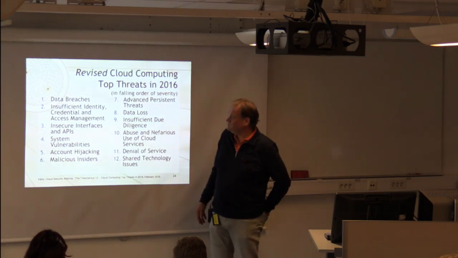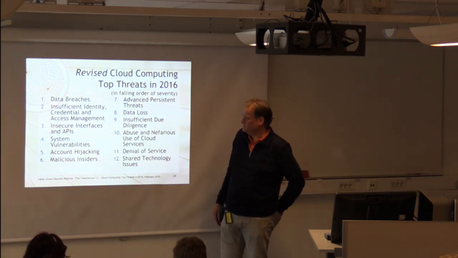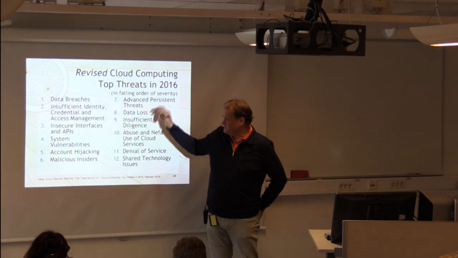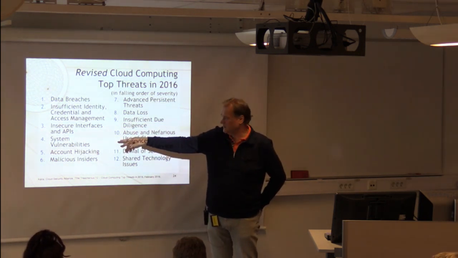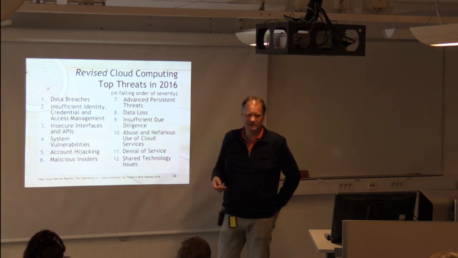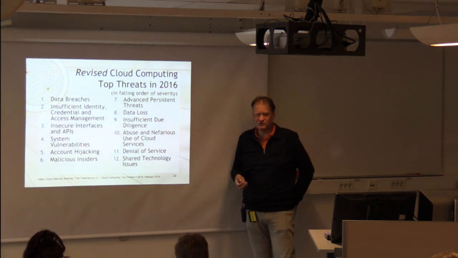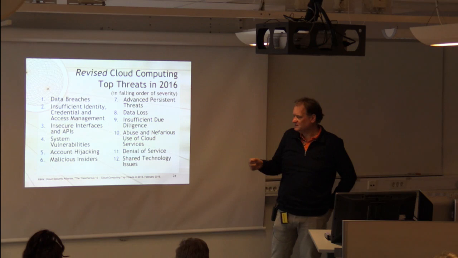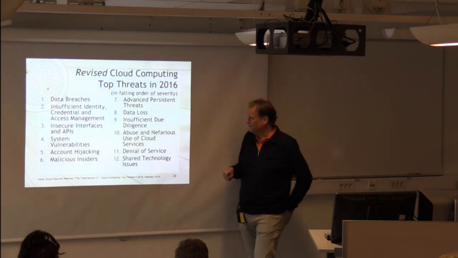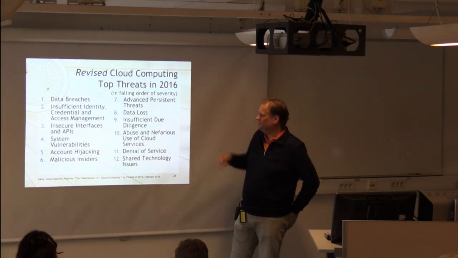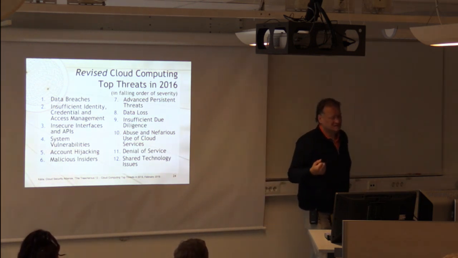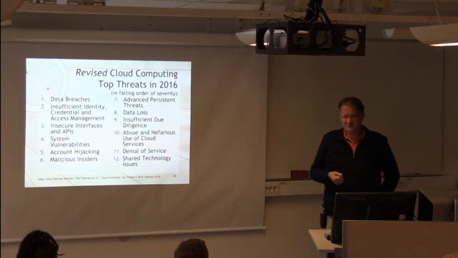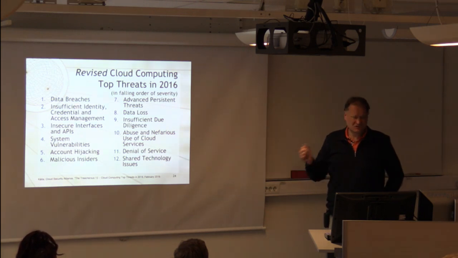But then we recognize most of the things, like insecure interfaces. System vulnerabilities was a new one that they have seen, that actually the cloud provider has vulnerabilities in their own systems that they hadn't thought about. That wasn't listed before. These advanced persistent threats are also a bit new, because that is a new type of threat that has emerged in general. Of course, that will also affect clouds.